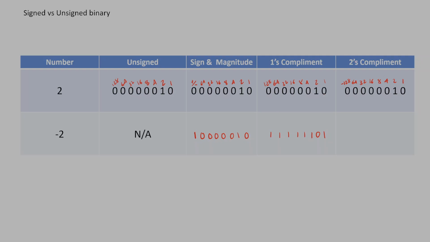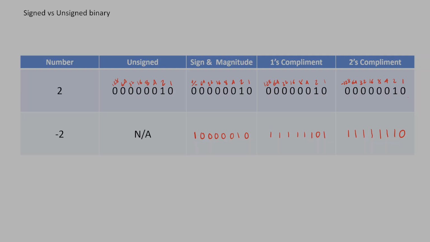In 2's complement, we kind of have to do some arithmetic here. We have to start with flipping this sign bit to a 1, but what that entails is turning this entire number now into -128. Then we need to add on 64, that brings us to -64. Add on 32, -32. Add on 16, we're now at -16. Add 8, we're at -8. Add 4, we're at -4. And add 2, we get to -2. So this is the 2's complement for -2.